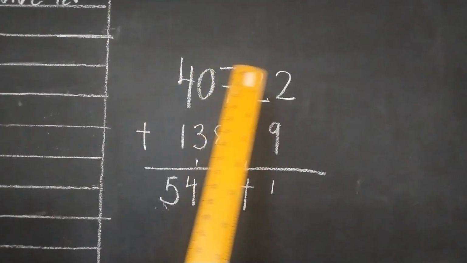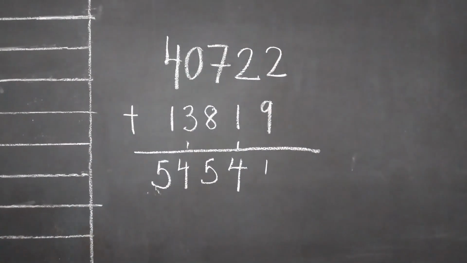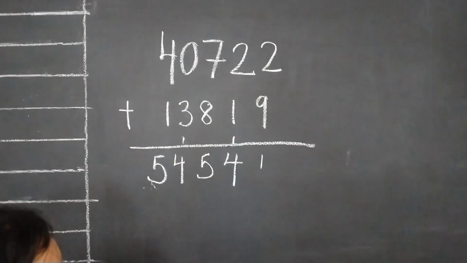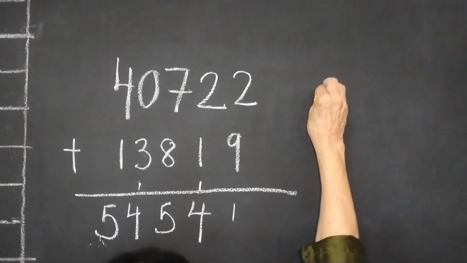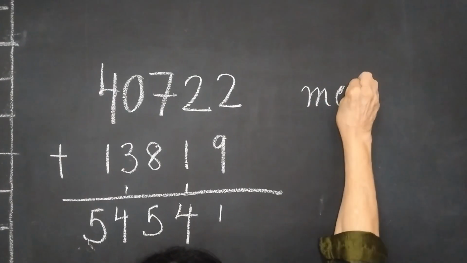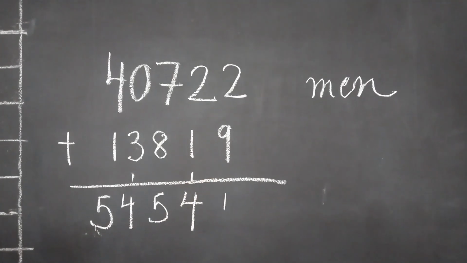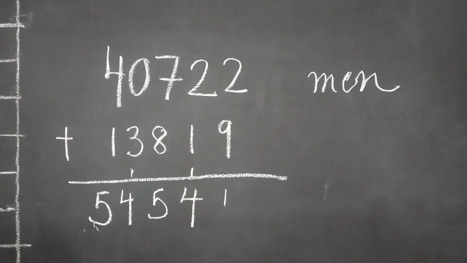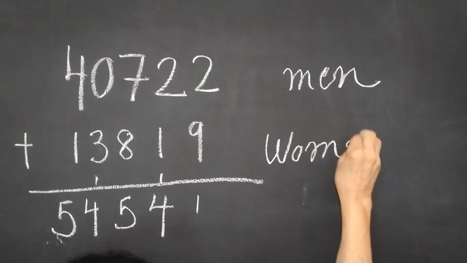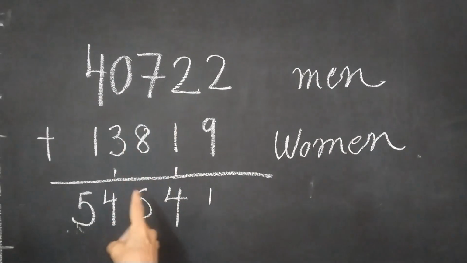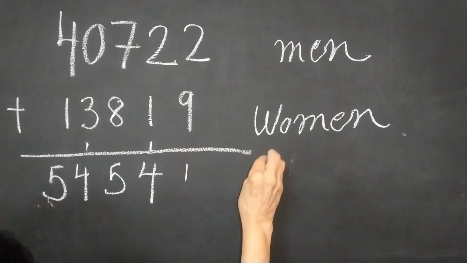Now we have to put this entire process in words. 40722 can be the number of men in the village. So we can write here men. And 13819 can be the females or the women in that particular village. And hence when we add them up, this becomes the total population.